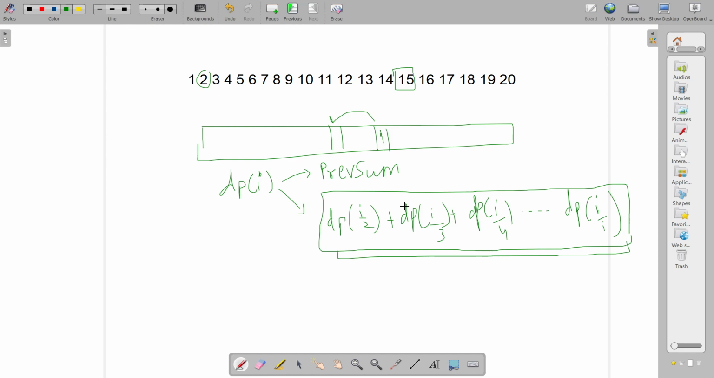So now how do I solve this? The idea here is, let's suppose the ith element is 15. When I divide it by 2, what do I get? I get 7. When I divide it by 3, what do I get? I get 5. Then for 4, I get 3. For 5 as well, I get 3. And so on.